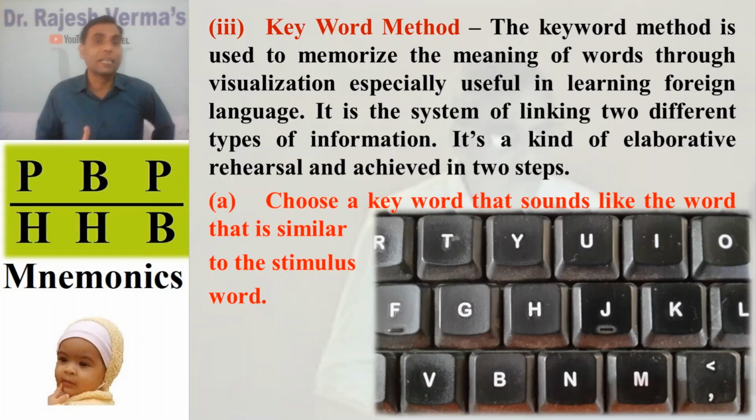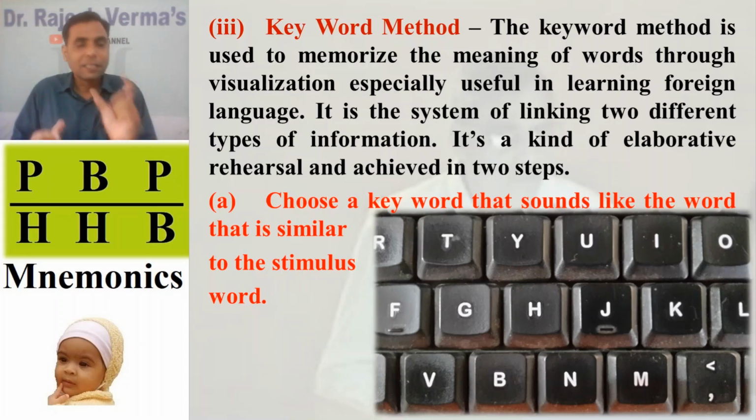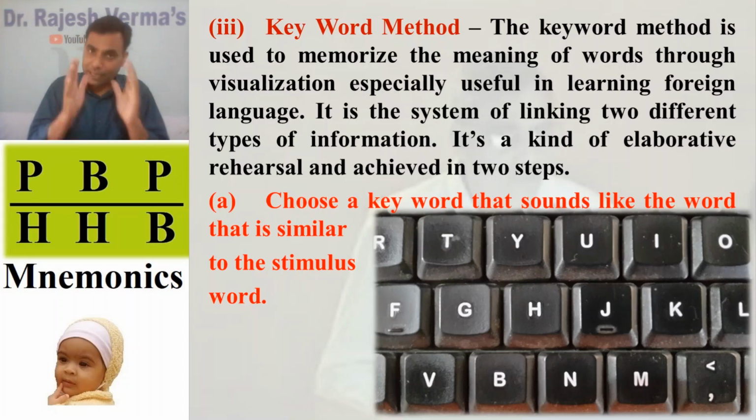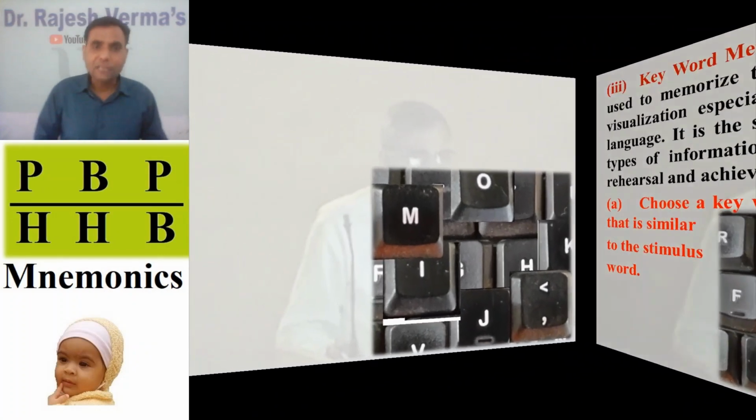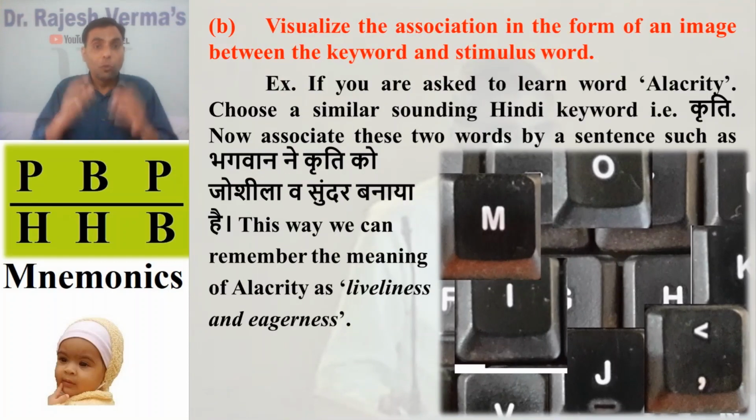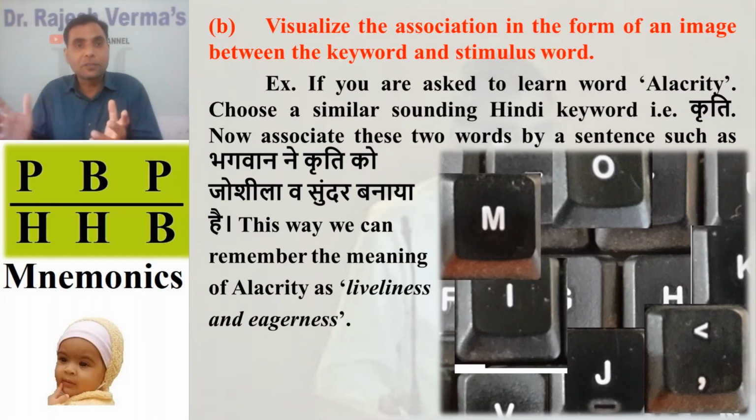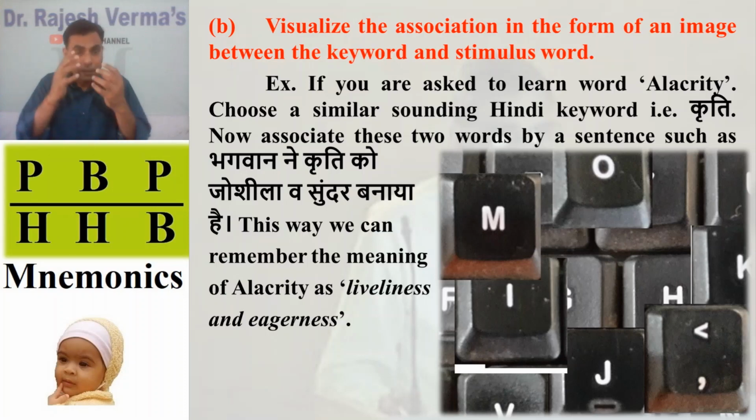How can we use the keyword method? Choose a keyword that sounds like, that is similar to, the stimulus word. So first you have to choose a word that will act as the keyword, and it must sound like the word which you want to learn. This is the first step. In the second step, we visualize the association in the form of an image between the keyword and the stimulus word. The first step is to select a keyword whose sound is similar to the word which you want to remember.